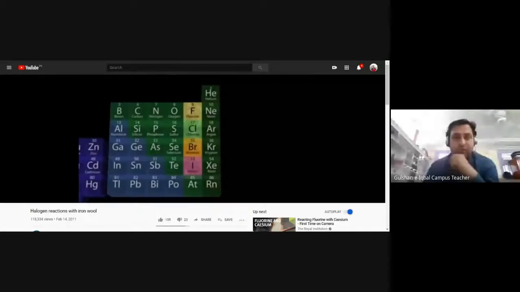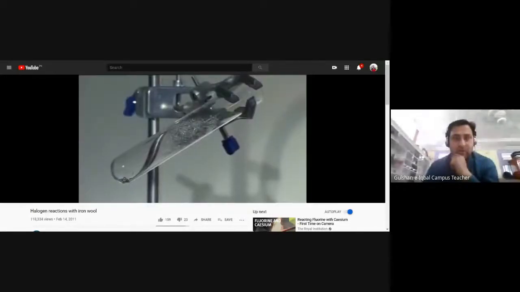Now see iodine, the next one. Again iron is present. We are introducing iodine, heating the iodine. See the reaction. You can see it is much less of a reaction than the previous one. Now you have seen all three reactions, and you have understood what was happening here. Now do you understand what happened?